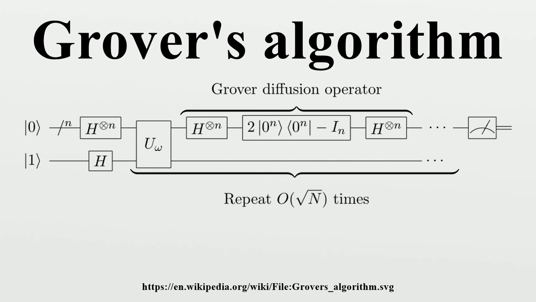Perform the measurement ω. The measurement result will be eigenvalue λ_ω with probability approaching 1 for N much greater than 1. From λ_ω, ω may be obtained.